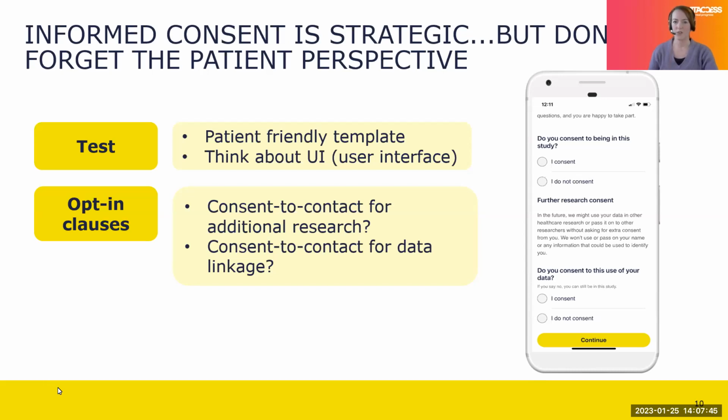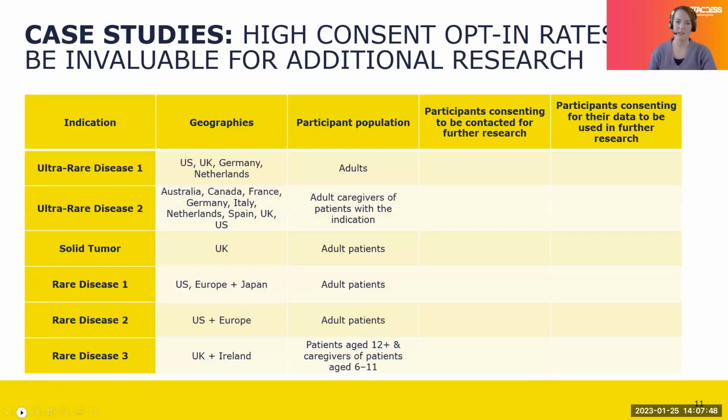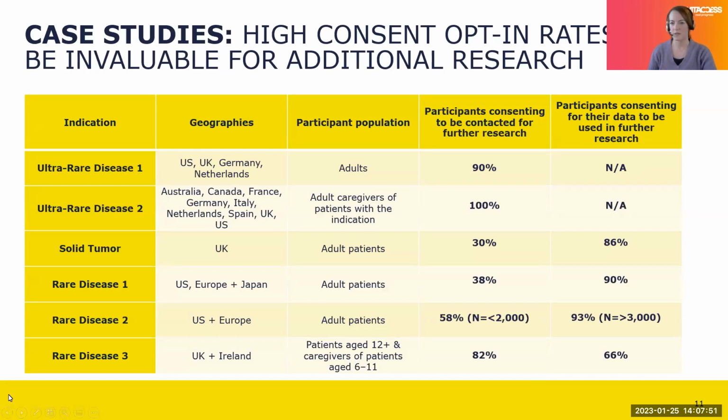And the next slide shows you some details around the success of this. Here you can see these are actual studies that we either are working on or have completed in the past. You can see there's a broad overview of the indication, the geographies within the study, the participant populations, and these are all digital studies using our data capture platform. These are all studies where we ask participants during the consent process whether they would be happy to be contacted for further research. And you can see the percentage of people who consented to this, ranging from 30% all the way up to 100% for one of our studies.